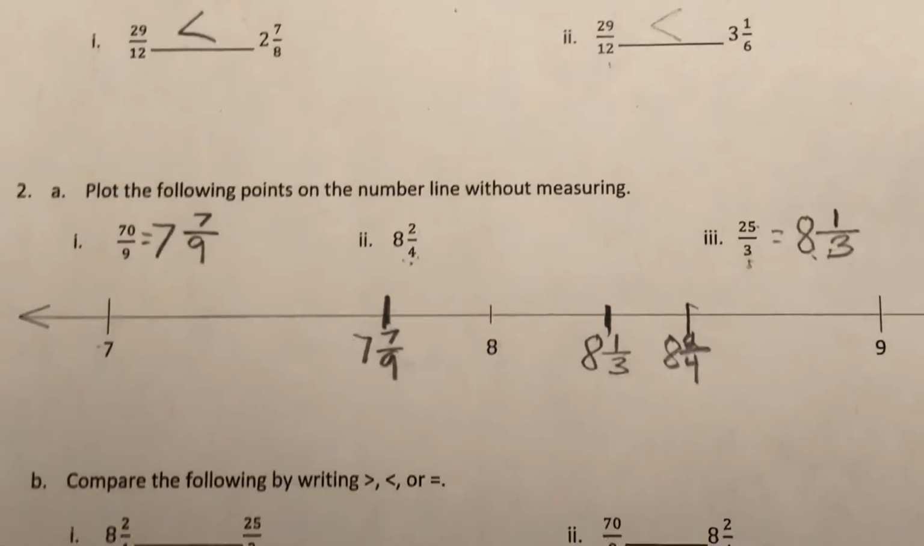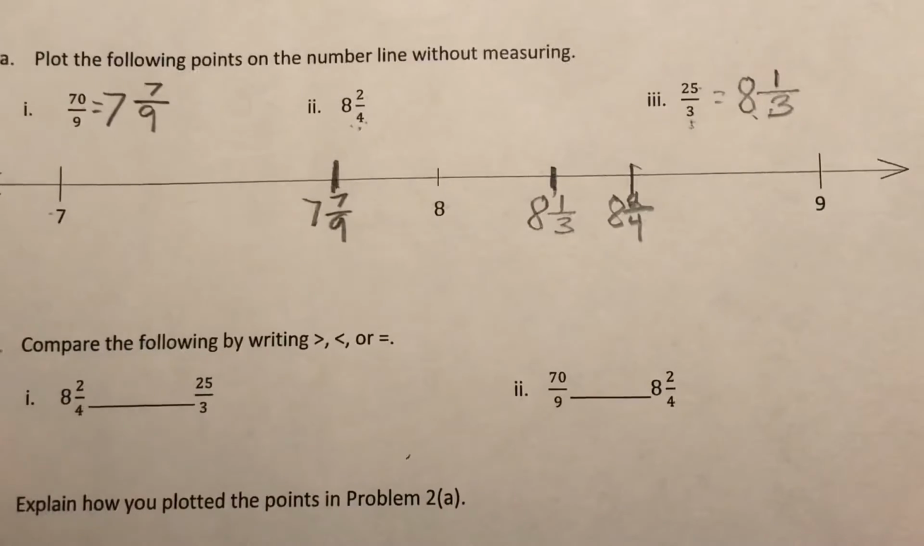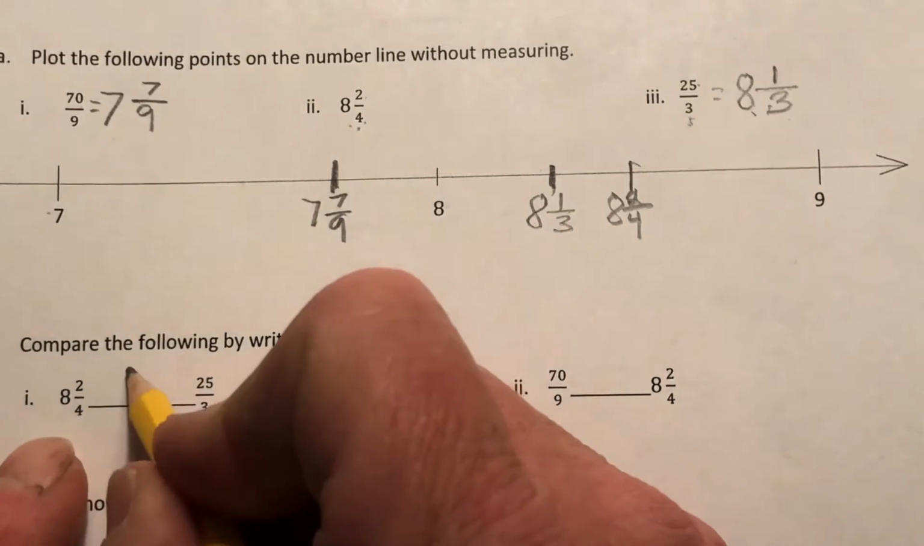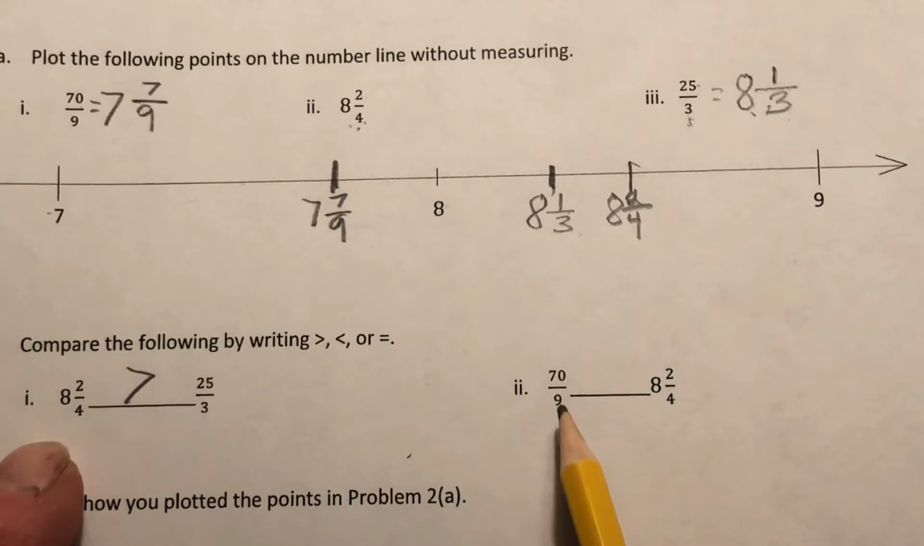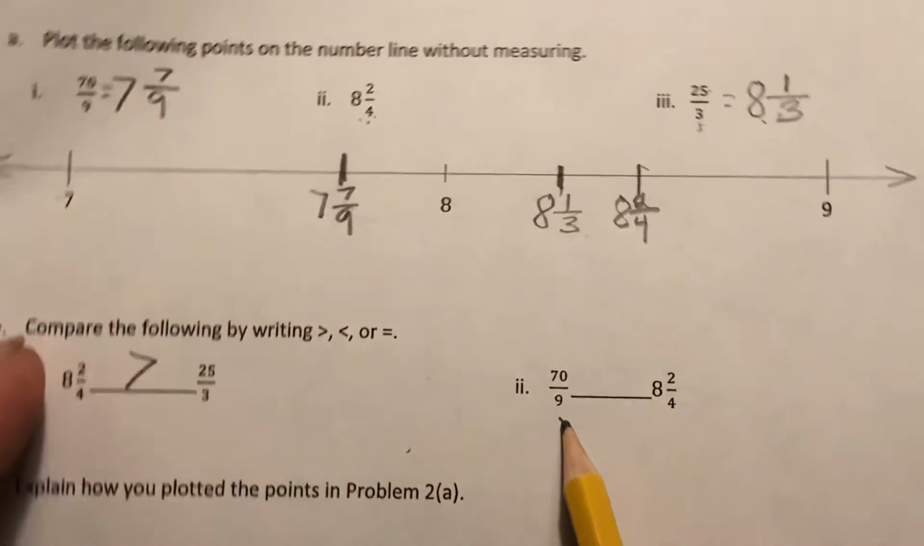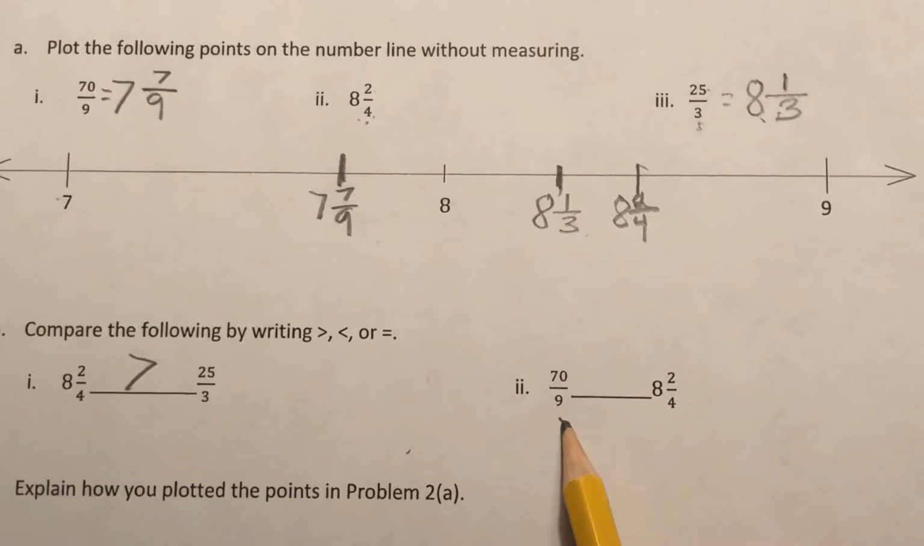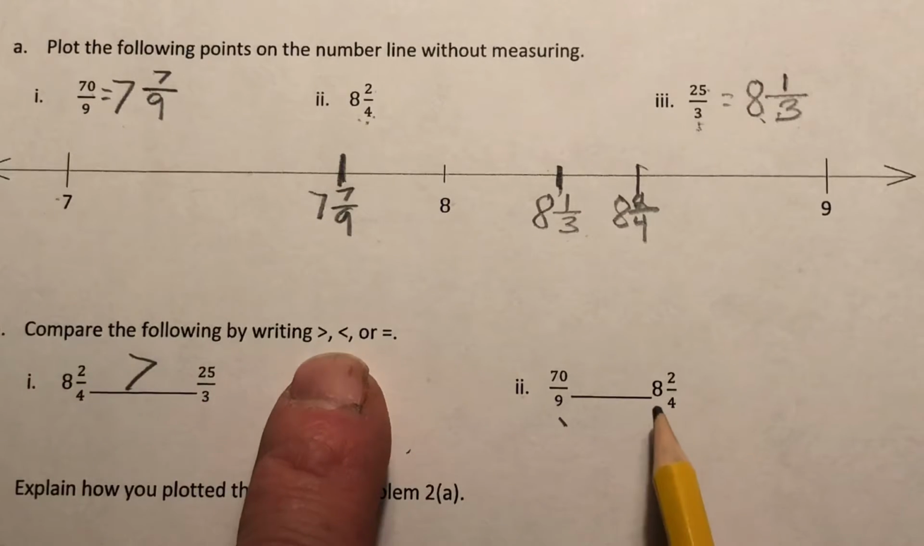So compare the following fractions. I can do that. 8 2/4 is greater than 25/3, just by a little bit. And then 70/9, this one I converted, if you remember that, is less than 8 2/4.